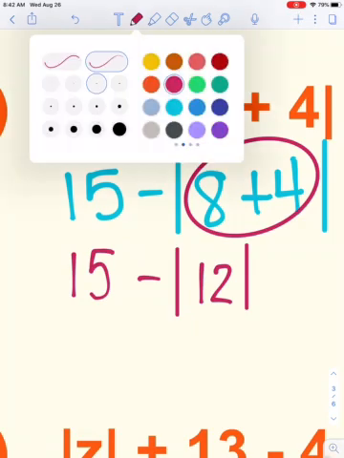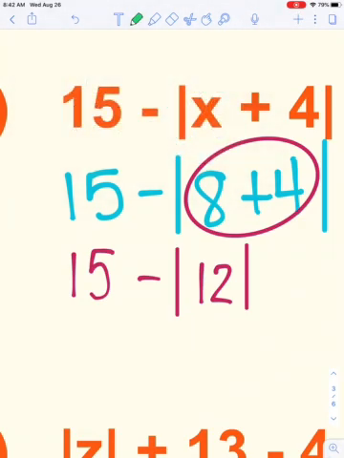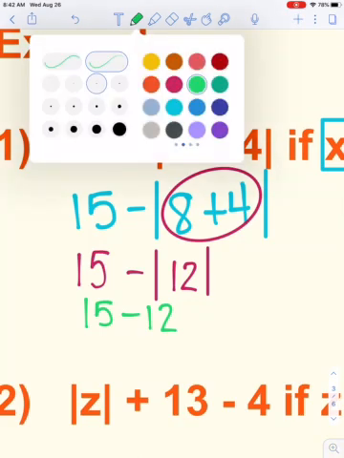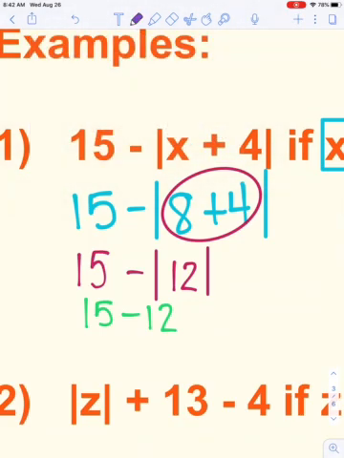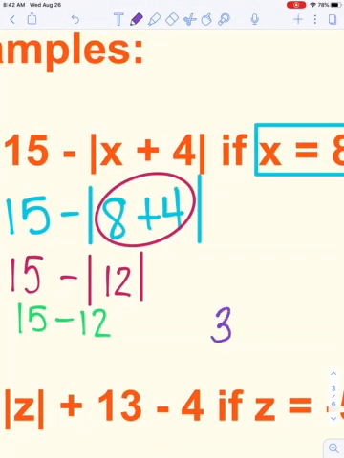Then you just have to ask yourself, okay, so I still have the 15 and the minus because they are not affected at all by the absolute value bars. And then you just have to take the absolute value of 12. So how many tick marks is 12 away from 0? Just 12. So your problem just ends up being 15 minus 12, which is just 3.